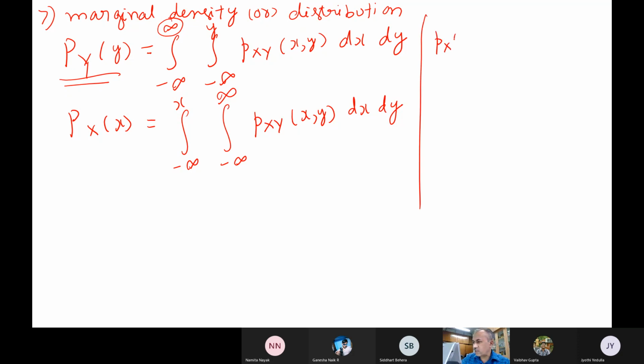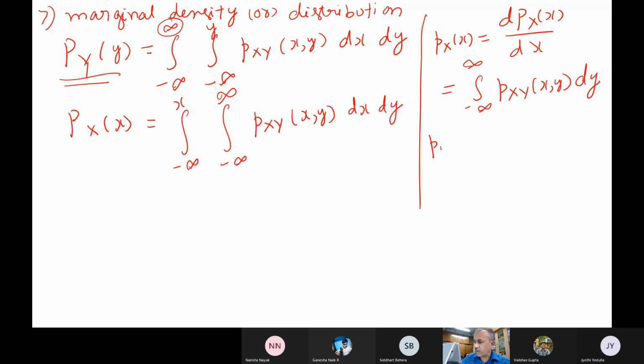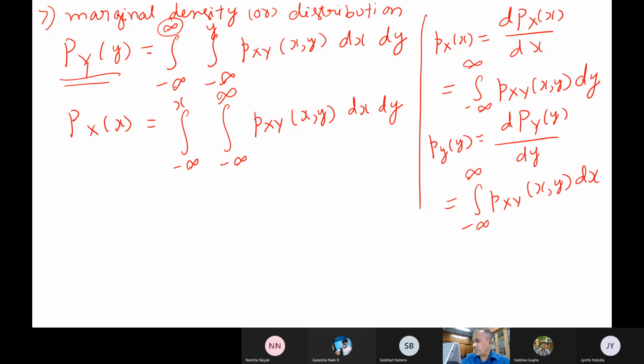If I want a density function, this will simply be the derivative, dP_X(x)/dx, and you can also write this as the integral from minus infinity to plus infinity of p_XY(x, y) dy. And then for p_Y of y, in similar fashion, you can write dP_Y(y)/dy, which is the integral from minus infinity to plus infinity of p_XY(x, y), now integrated over dx. So you can write the distributions as well as the density functions. These are the marginal, one-dimensional quantities which you can get from here.